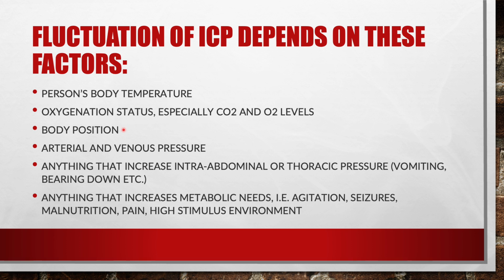All right? And body positioning. If a patient is too flat, blood is going to pool into their brain. If they're too high up, it's going to decrease. So really, they prefer a 30-degree angle. Arterial and venous pressure, and we talked about that. If arterial is too high, it's causing more blood. And if venous pressure is too high, it's compressing down, and it's not going to allow blood to return to the heart.